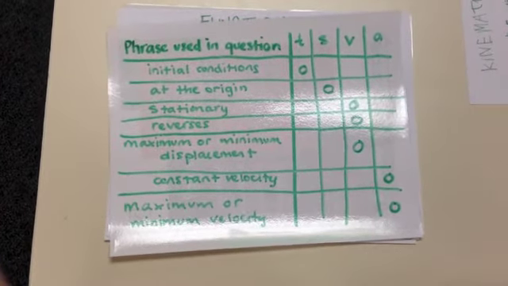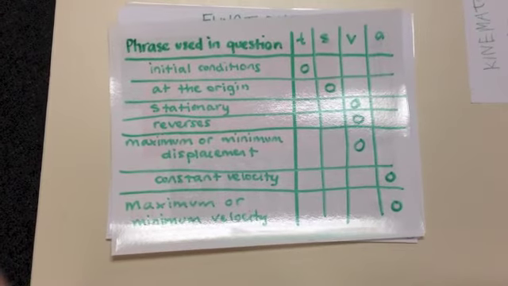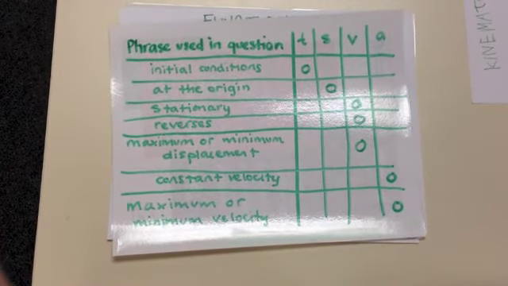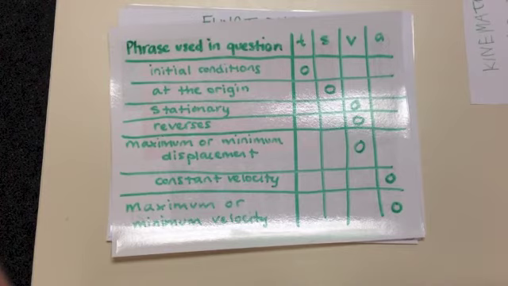If you are being asked to find the constant velocity, acceleration is 0. And to find the maximum or minimum velocity, acceleration is 0.